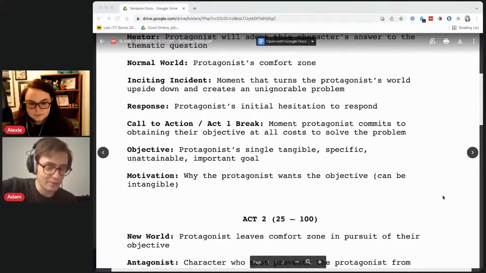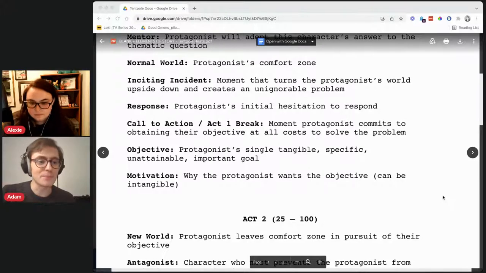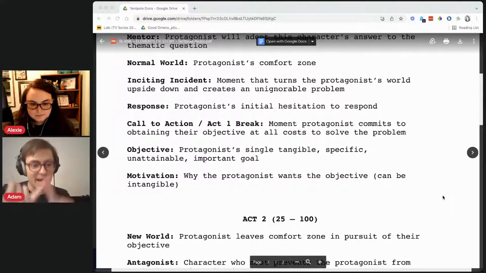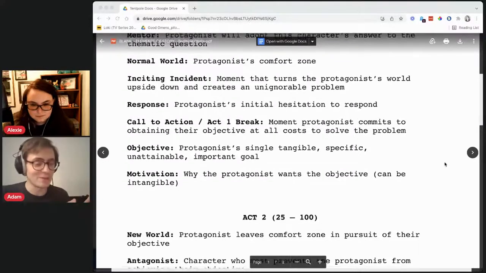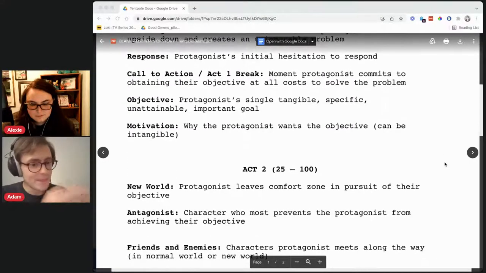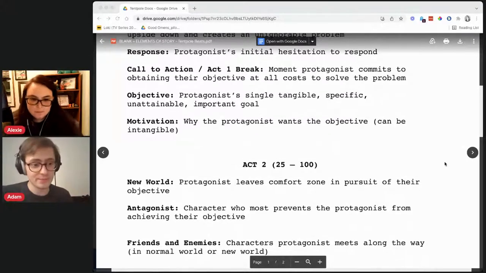And we created this extra word here below, objective, motivation, as a field for people to force themselves to actually come up with a tangible, specific, unattainable, important goal. Mostly when people mess up going to act two, and we're now in the act two part of the conversation for people who want to start listening now, this is a huge mistake people make because they think the motivation is the objective.